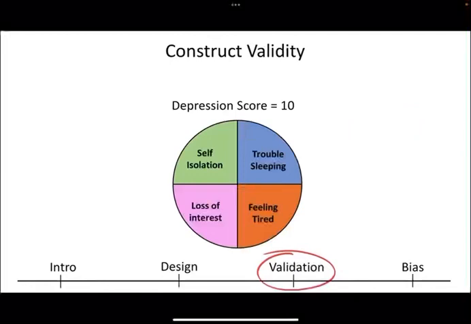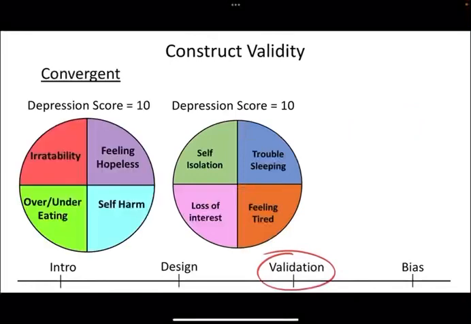Construct validity is an interesting one and a little abstract to explain, but I'll do my best. So here we have this depression score, which is 10, and it is basically this latent construct that is composed of these individual things, all these symptoms of depression, like feelings of self-isolation, loss of interest, feeling tired, and trouble sleeping. Basically, each of those are more measurable. You can ask 0 to 10 how much they experience that, and then use that to get a depression score. With construct validity, there's two ways to go about it.